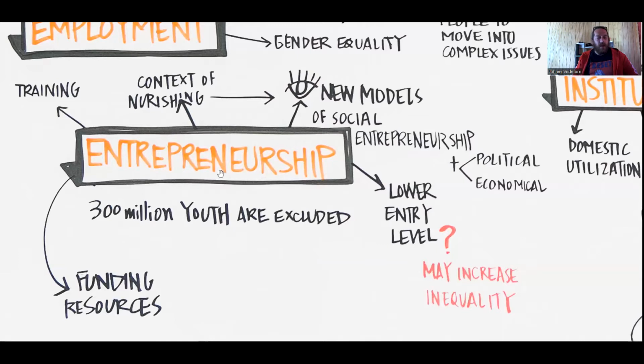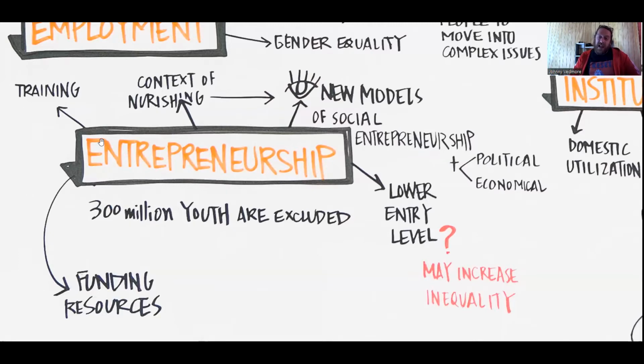Now, it's interesting. Over here, entrepreneurship, after they say 300 million youth are excluded, they've got funding resources. So they're looking for ways to fund things. Obviously, that's going to be through taxation, and they're deciding probably on what gets invested in. And we've seen how that goes in the past. If these future models of a society and how to create policy are anything like the ones we've got now, we're not going to go that far, because everything breaks down a little bit. Anyway, training. So again, learn to code is written all over this.